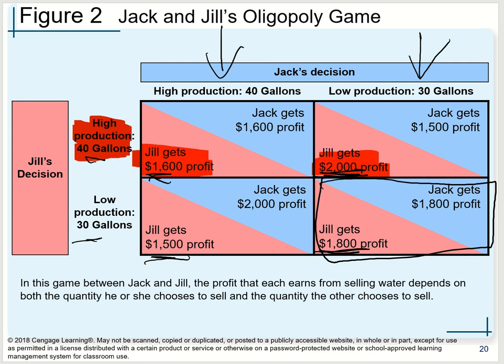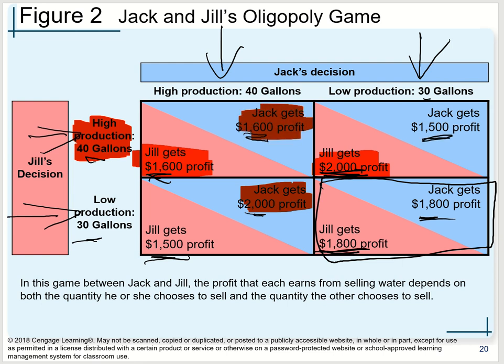And then for Jack, if Jill does 30, what should Jack do? If Jack produces 40, he'll get 2,000. If Jack produces 30, he'll get 1,800. So 2,000 is better, and he'll choose to produce 40. And if Jill produces 40 gallons, what should Jack do? If Jack produces 40, he'll get 1,600. If Jack produces 30, he'll get 1,500. So 1,600 is better, right? So for Jack, 40 gallons is also a dominant strategy.